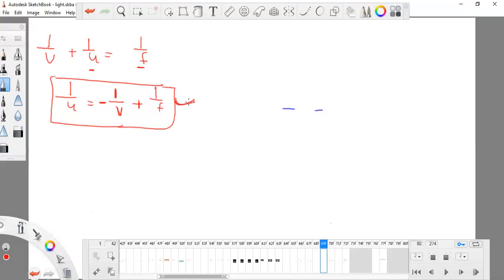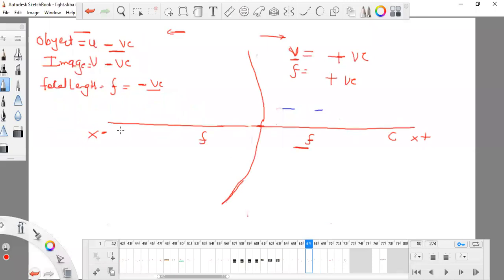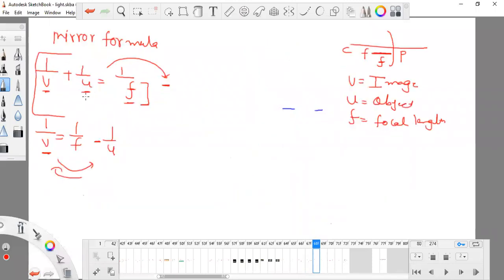So this is the third formula. You can take this one to find out your answer. You can take these two formulas to find out your answer. So this is the basic mirror formula. If you learn this one, you can calculate the other two things. Better if you learn these three, or you should know how to calculate.